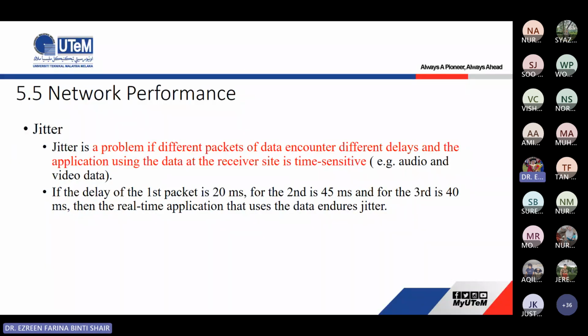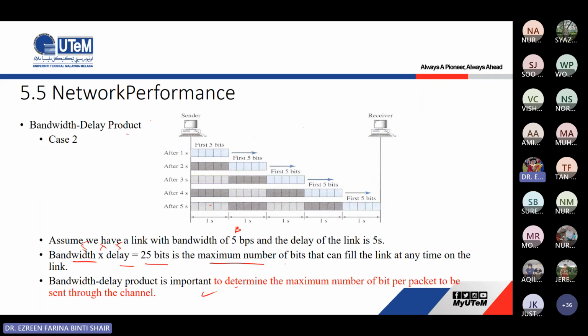And lastly is the jitter. Jitter is actually a problem if different packets of data encounter different delay and the application using the data at the receiver side is time sensitive. Okay, so if you look at this example over here, the delay is the same. The delay is fixed, 1 second every 1 second.